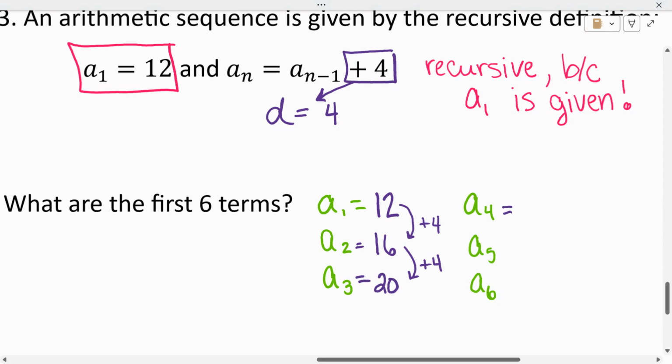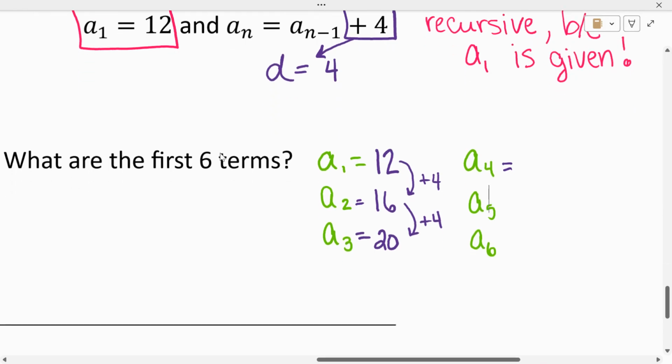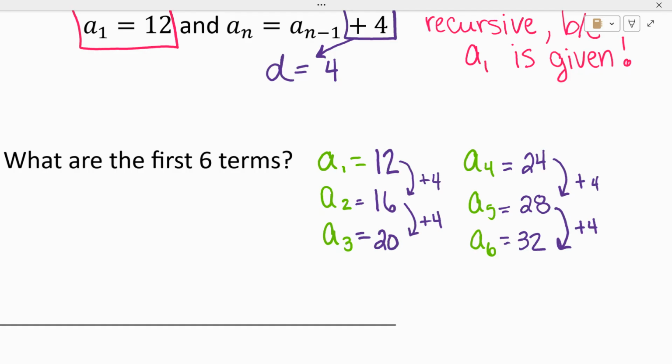To find the next term, you have to add 4 to the one that came before it. What's 20 plus 4? To find the next term, add 4 more. So the fifth term is 28. To find the sixth term, I have to add 4 more. 28 plus 4 is 32. This is how you use the recursive formula. You just keep adding the common difference to the one that came before it, right? That's recursive. You've got to know what came before, okay? Does that make sense? Okay.